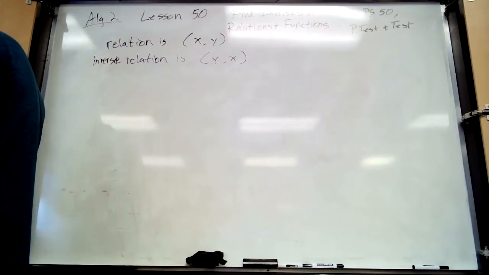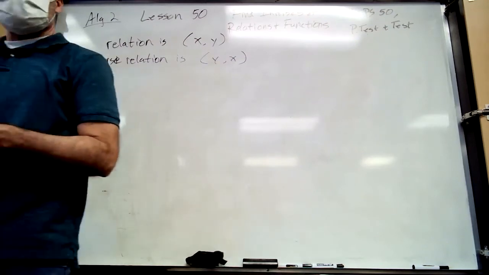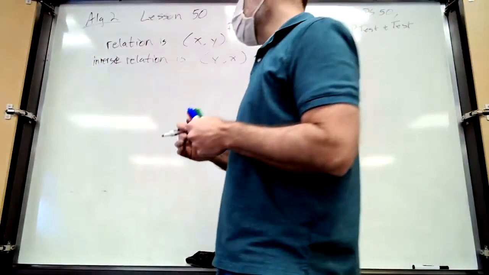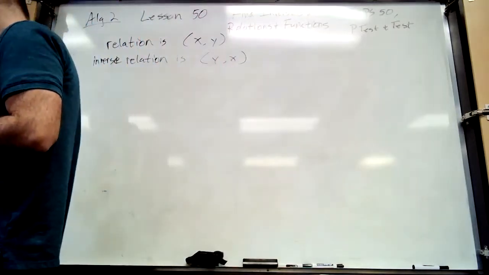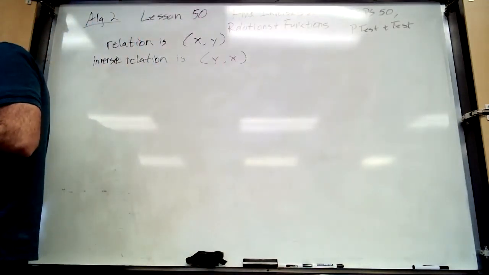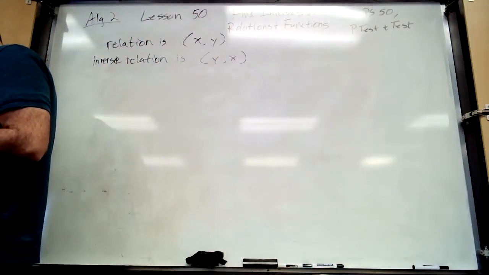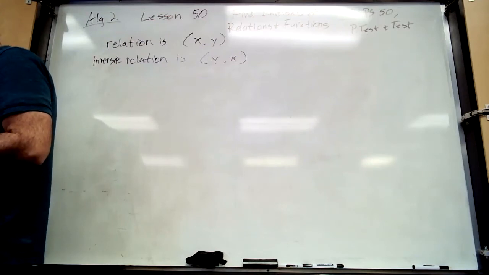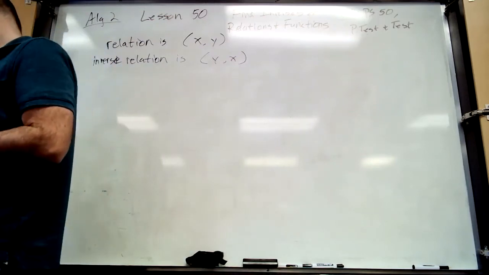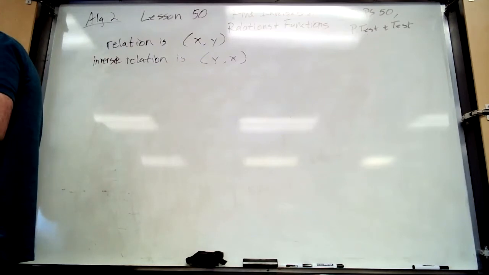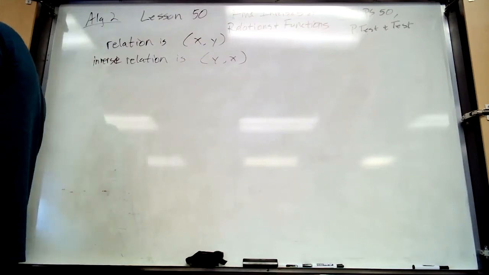So the inverse of a relationship may or may not be a function. Remember what determines a function? The vertical line test and things like that. So we call it an inverse relation if it's not a function. If a relation and its inverse are both functions, they are called inverse functions. Okay? So let's just try an example.